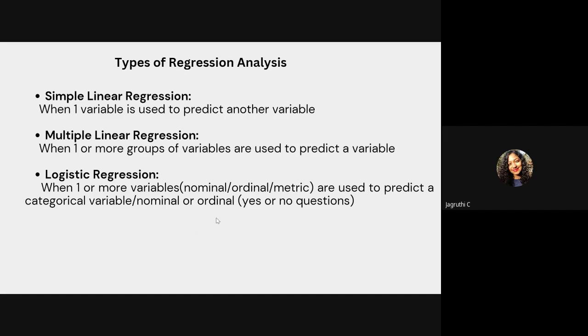So simple linear and multiple are fairly one and the same, but the only thing is that the number of variables involved is where the difference comes in. When you talk about a simple linear regression, you take just one variable to predict another, dependent variable. When it comes to multiple linear regression, you are looking at one or more variables that are collectively taken up as a group to predict a given variable.